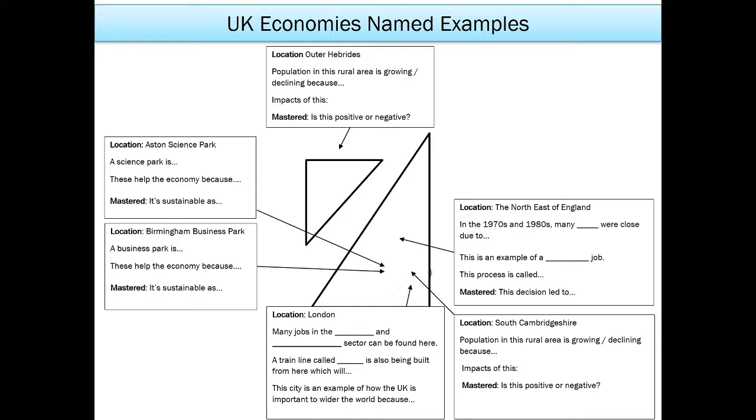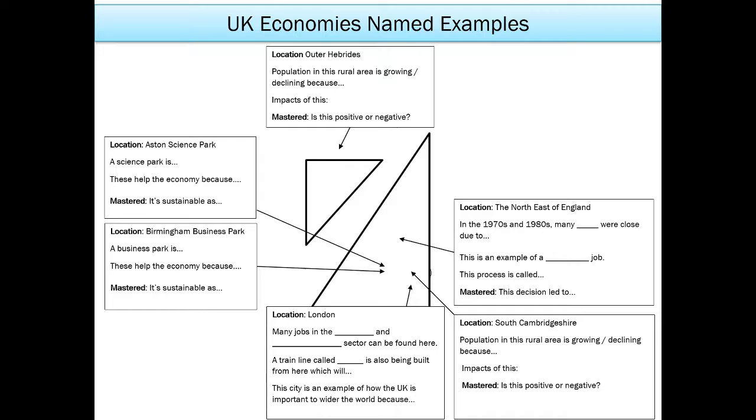We're then going to look at business and science parks. The examples that I'm giving you are Aston Science Park in Birmingham, Birmingham Science Park. Can you tell me what each one of these is? So what is a science park? What is a business park? And then can you tell me for each one how it helps the economy grow?